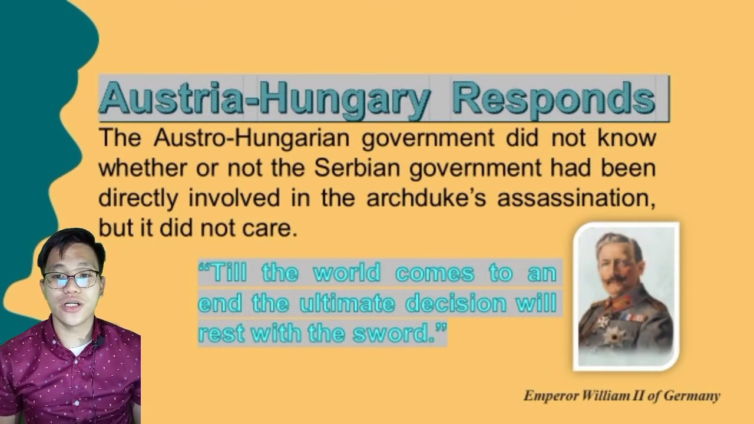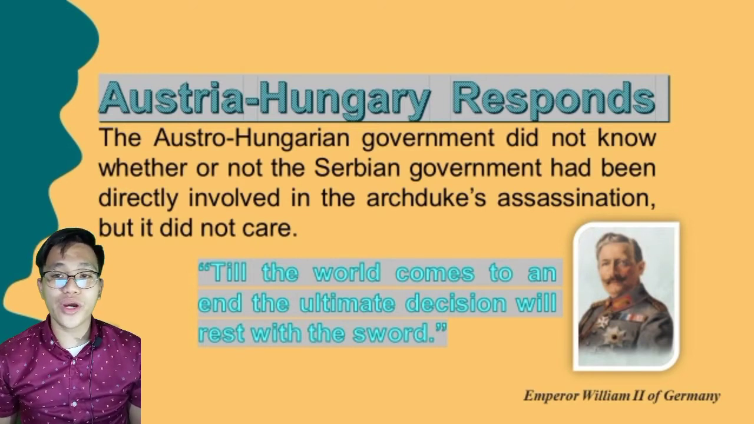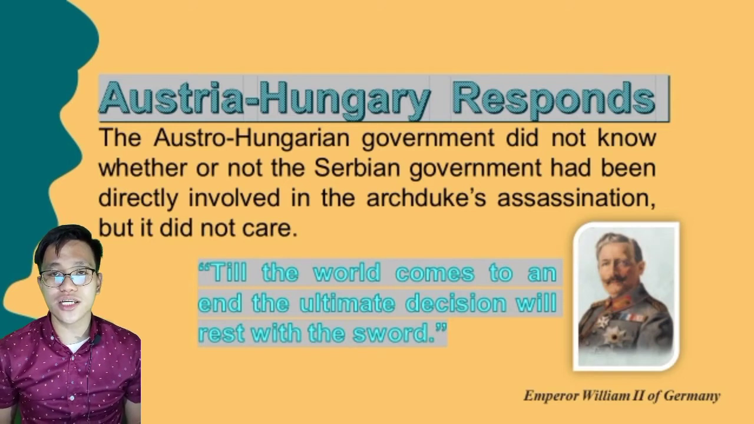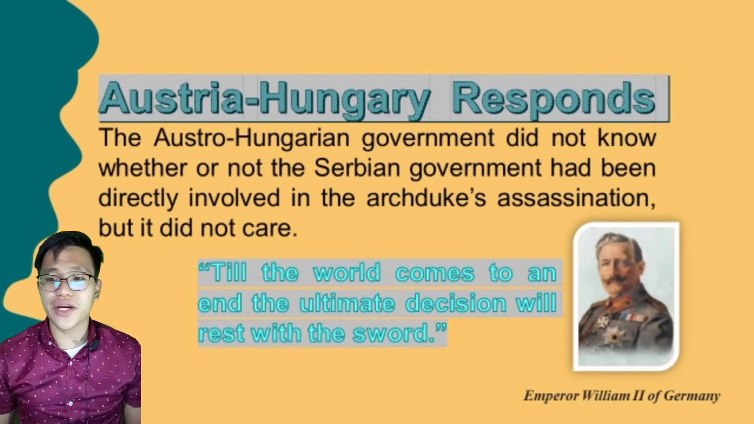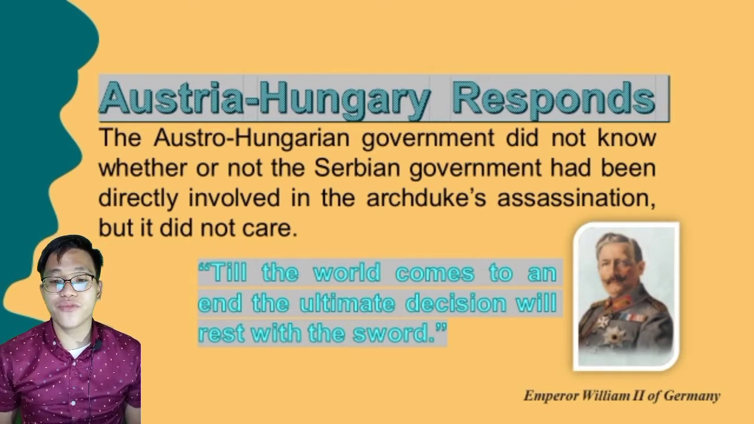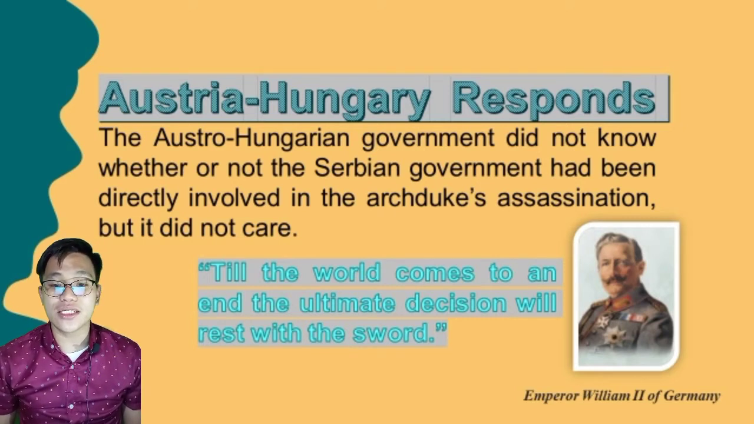So next is Austria-Hungary's response. The Austria-Hungarian government didn't know whether or not the Serbian government had been directly involved in the Archduke's assassination, but it did not care. It saw an opportunity to render Serbia harmless once and for all by the display of force. As the Austrian foreign minister put it, Austrian leaders wanted to attack Serbia but feared Russian intervention on Serbia's behalf. So they sought the backing of their German allies.